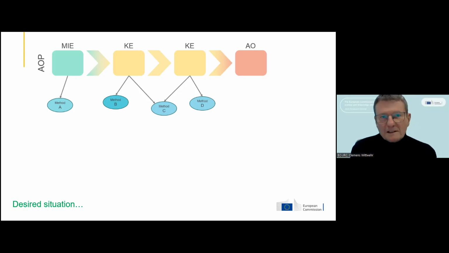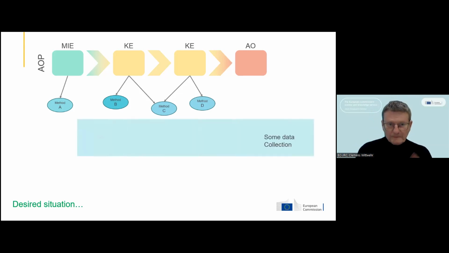If you do that in the current situation, you will run into all kinds of problems because you would have to repeat the description of the methods both in the first and the second key event. So if we pull out the method information and make it a distinct object, as we call it in the data model, then we can solve this problem.